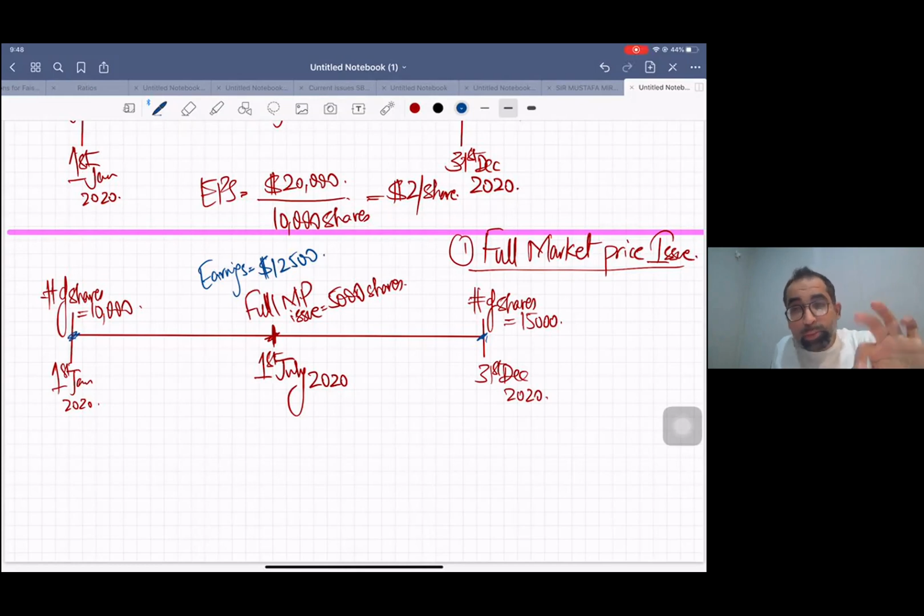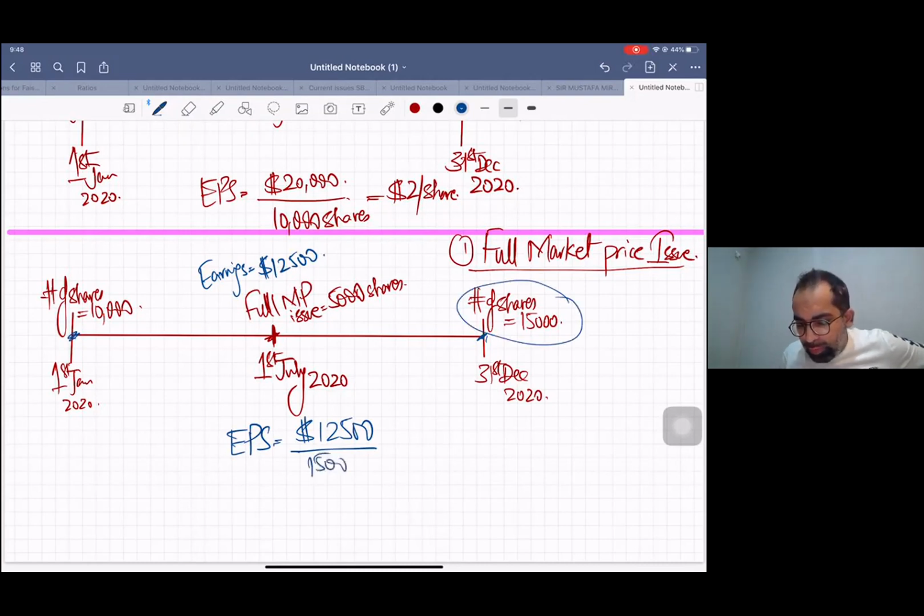Okay. So let's do it wrong. What did I do? I wrote EPS, simple. What is your earnings? 12,500 is the earnings. It will go in the numerator. And what I did, I just picked these year-end shares for the denominator, 15,000 shares. So if you divide 12,500 by 15,000, it's, I think, around 1.67 per share. Still, you can try it. Wait.